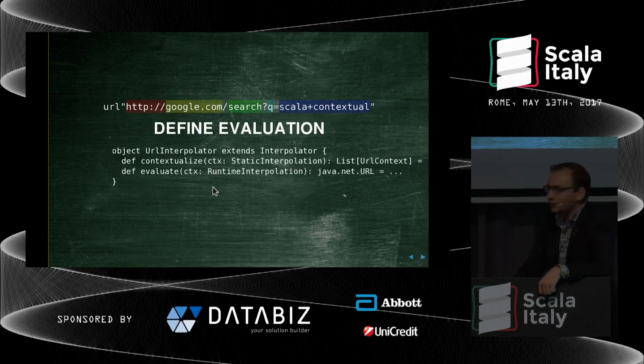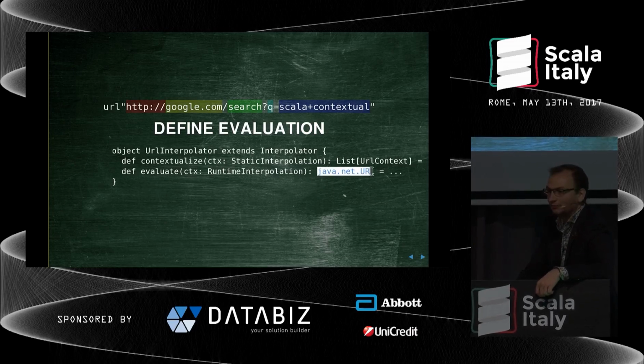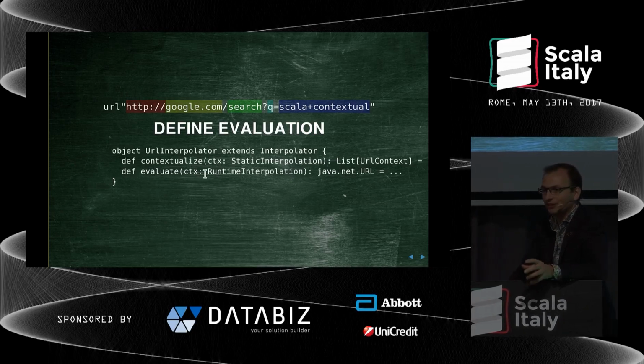And then my next step was to define what happens at runtime. This is going to be pretty straightforward, but we're going to choose to return a Java URL. Maybe you've got your own favorite HTTP library and you want to use some other type there, but this is in the standard library. All we're going to do in here is use this context, which is now runtime interpolation, so that the static interpolation has access only to the static parts of that code. The runtime interpolation additionally has access to the runtime values. So we know at runtime during evaluation what values have been substituted into the holes. They're no longer holes; they're now substitutions.